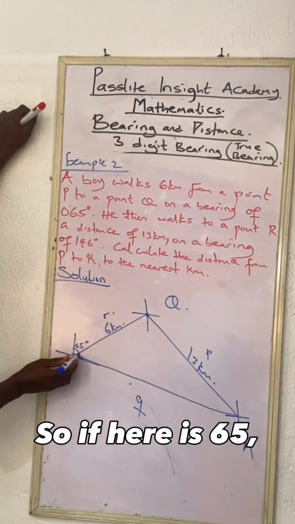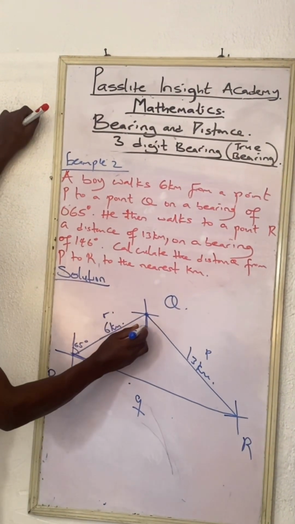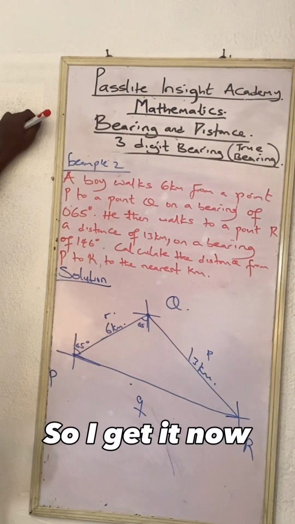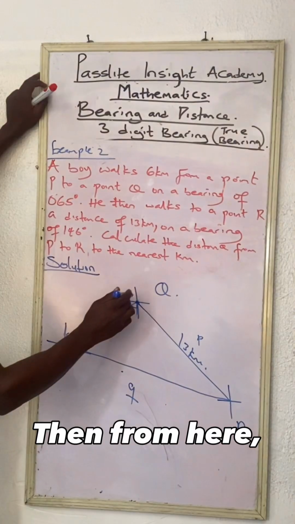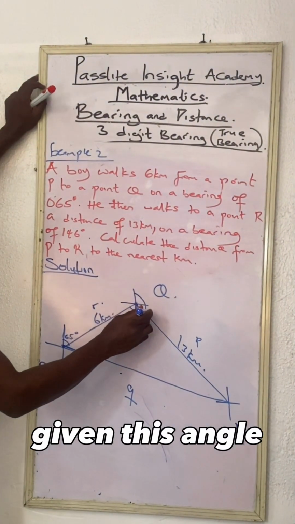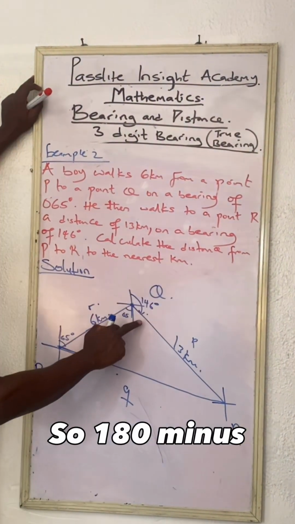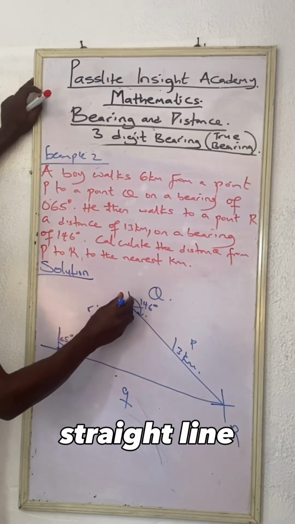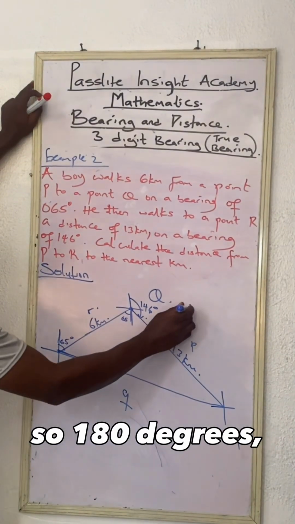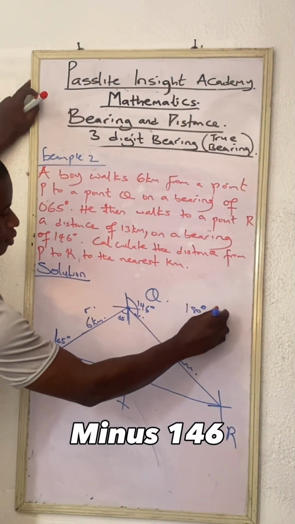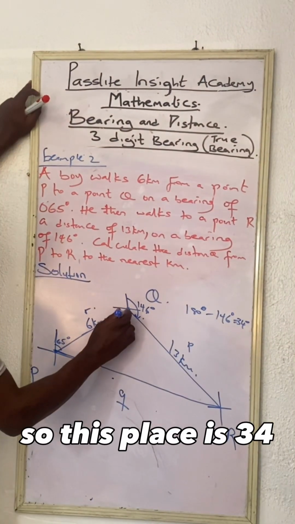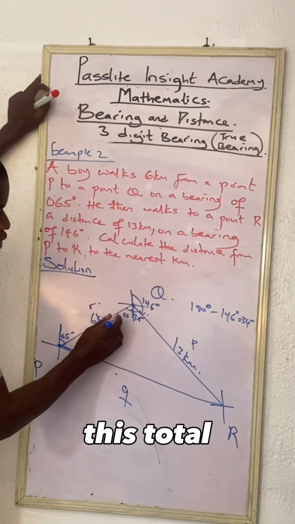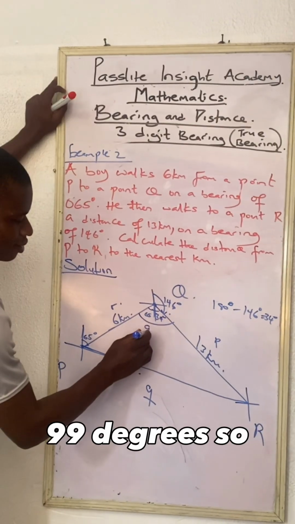If here is 65 degrees, when you draw a Z, the other here is also 65 degrees. Then from the beginning to this point, we are given this angle as 146. So 180 minus 146, because this angle is on a straight line. What do you have? 34 degrees. So this place is 34 degrees. Add all this together, that is 99 degrees.